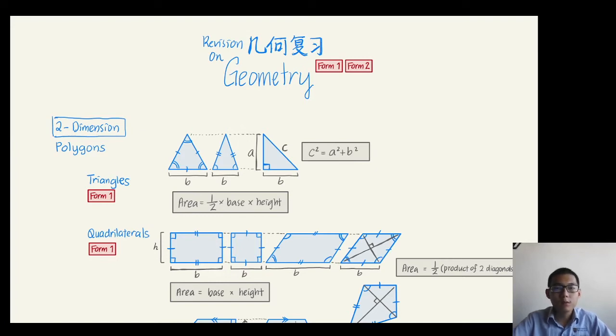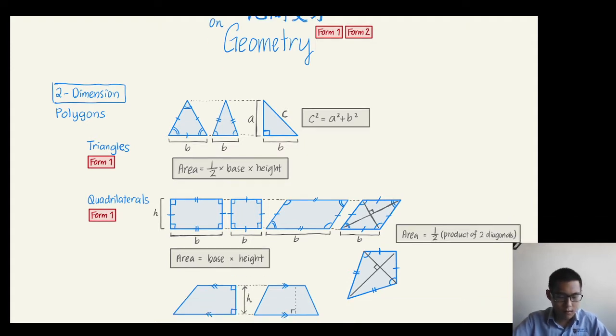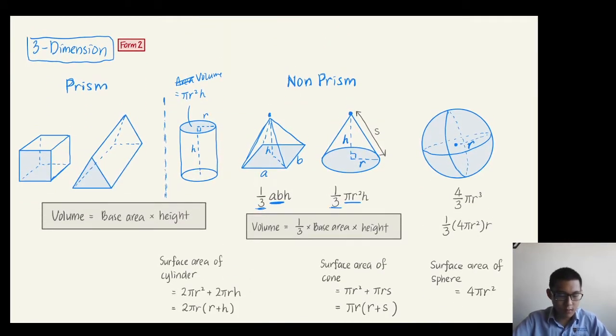Okay, good afternoon, everyone. So when we look back at the revision on geometry, in this learning area we need to understand angles, how we find the area, how we find the perimeter, how we find the surface area, and how we find the volume for some 3D shapes. Let's say we have prisms and non-prisms, a cylinder, a pyramid, a cone, and a sphere.